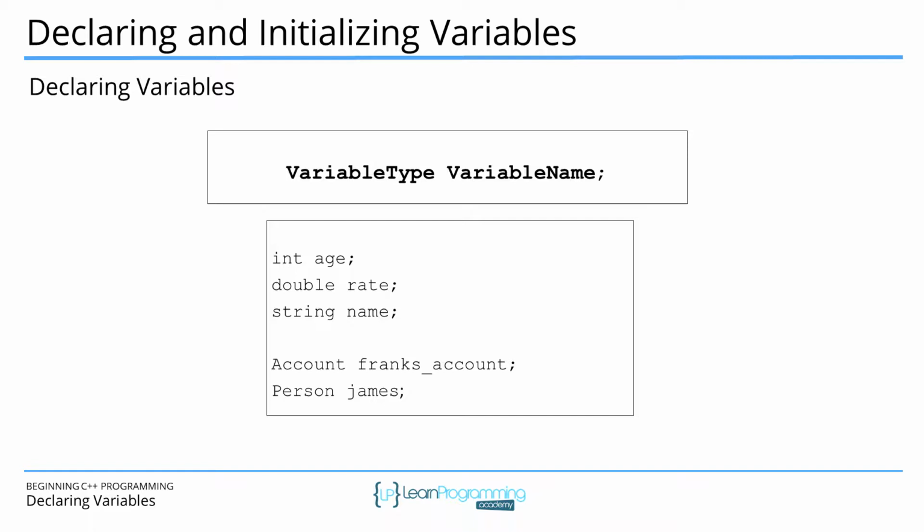Also notice that we can declare variables of non-C++ built-in types. One of the very powerful features of C++ is object-oriented programming, which allows us to create our own types. So we can create variables that represent an account or a person using the same syntax as we used for integers and doubles. This is great since it makes our program so much more readable.